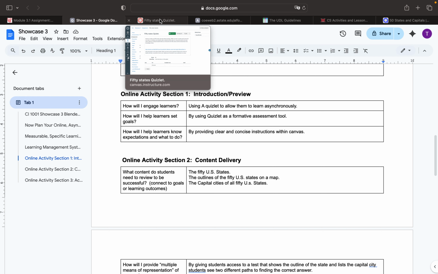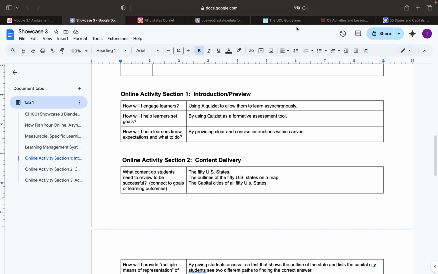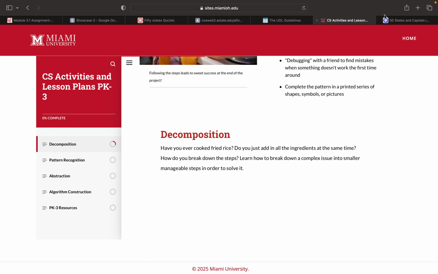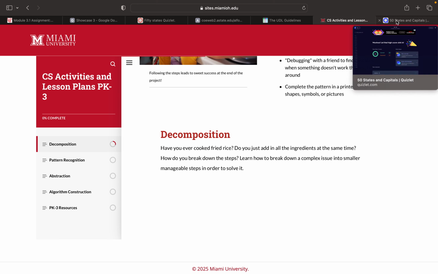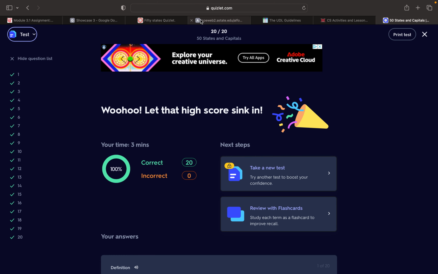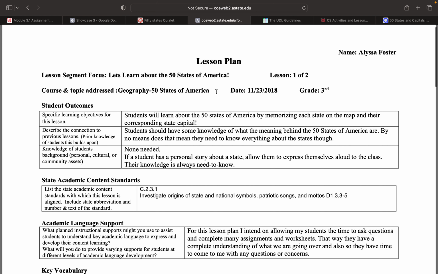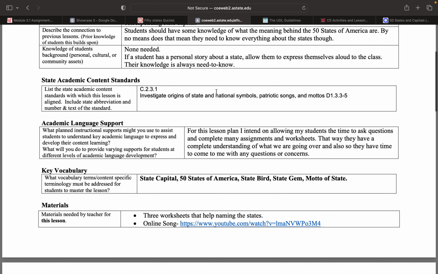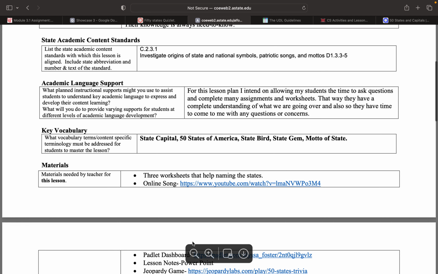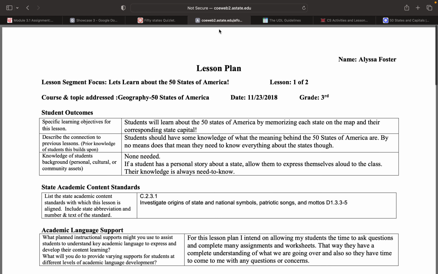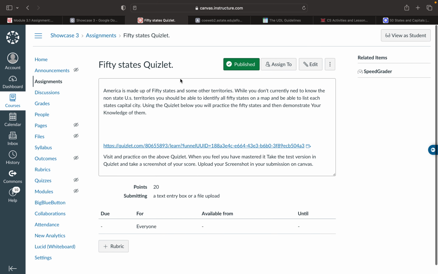This lesson is geared towards third graders, but I feel like this is also something some states teach towards fourth grade. I based it heavily off of, let me find the lesson here, this lesson by someone named Alyssa Foster from Arkansas State University. So I based it loosely on it, very loosely. Theirs is more intensive, but for mine, students just need to know the state, be able to pick it out on a map, and then know the state capital.